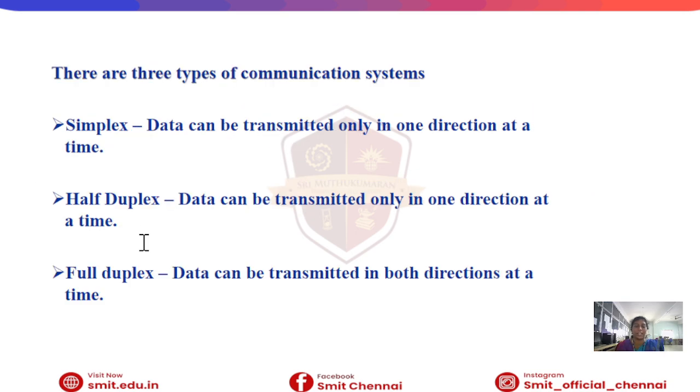The next one is the three types of communication system. One is the simplex communication, another is half duplex, and the other one is full duplex. First, simplex: the data can be transmitted only in one direction at a time.